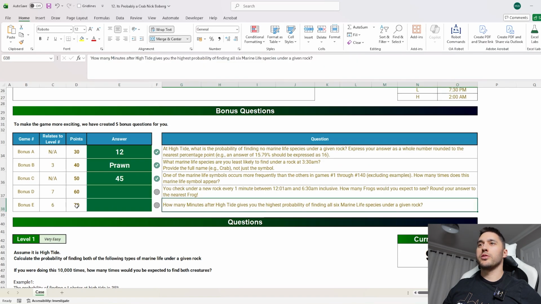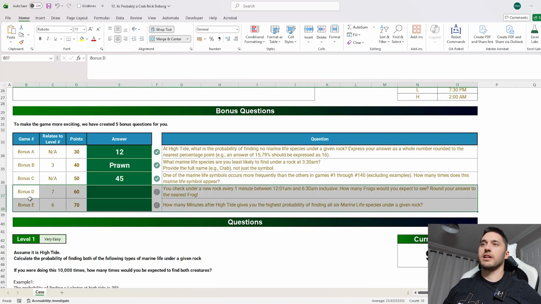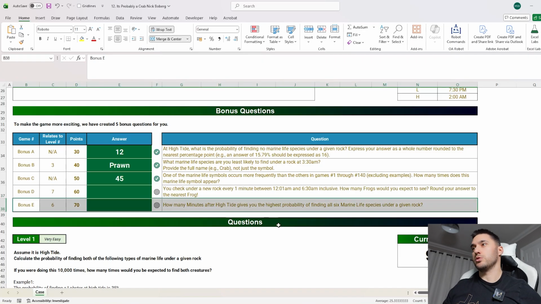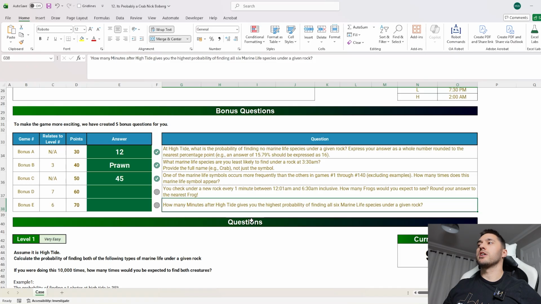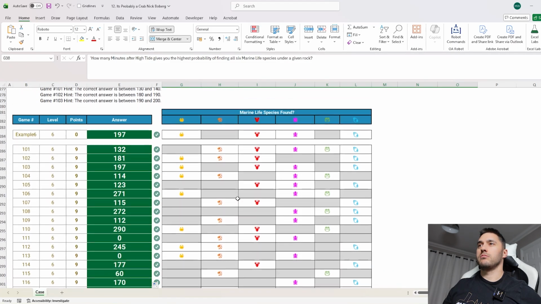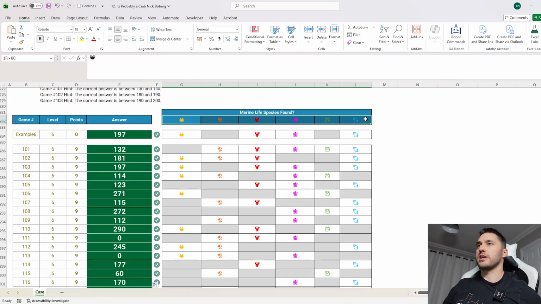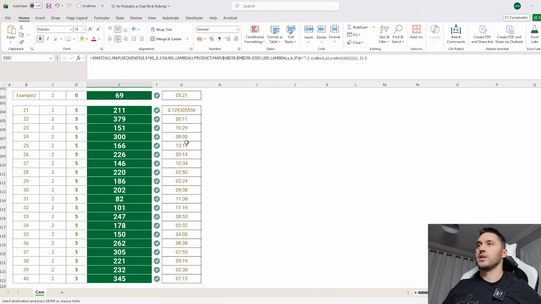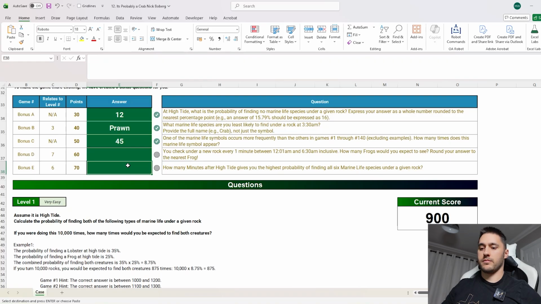And we can also do another bonus now. So the last bonus, randomly the bonuses are related to level 7, then level 6 instead of the other way around, but this is related to level 6, so we'll do it. How many minutes after midnight give you the highest possibility of finding all 6 marine life species? Well, I can simply just move my formula up here because I have all of them lined up here anyway. So I'm just going to copy that formula into here, and I can see it's 197. So let's put that in.